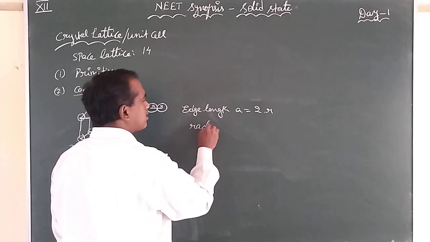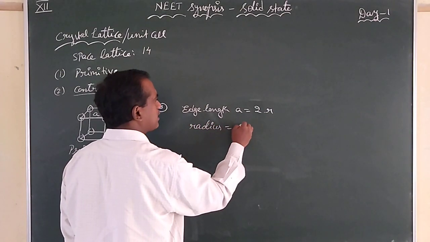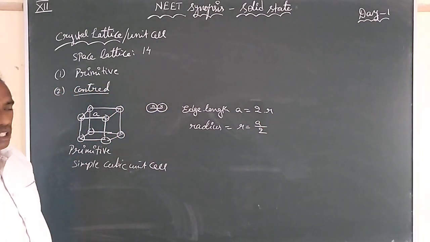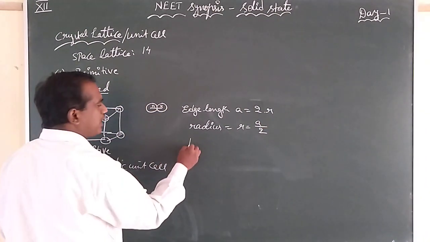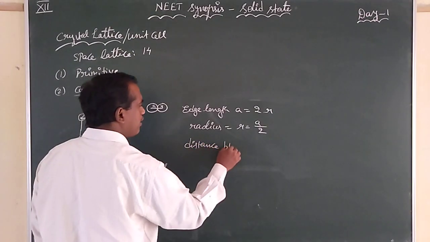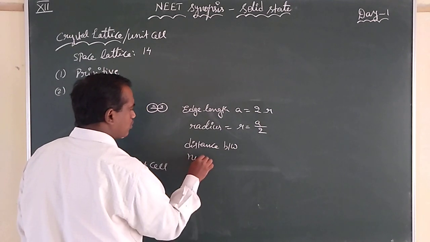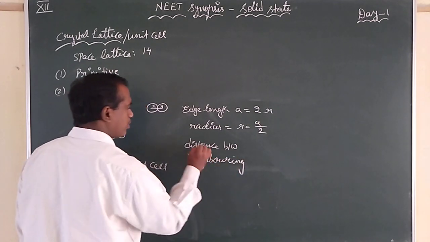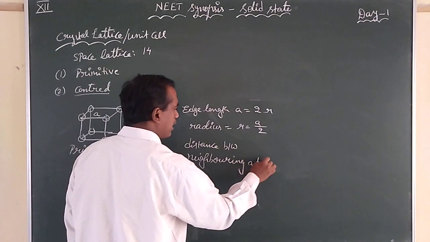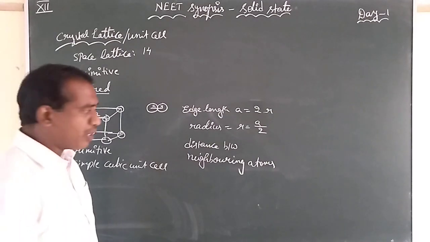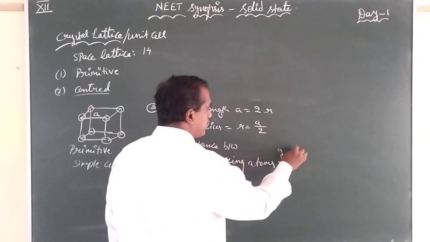Or the radius, we can also write as radius R is equal to A by 2. But I am introducing one word here: distance between neighboring atoms. This is the word that is very important for the objective. It is generally represented by the symbol D.